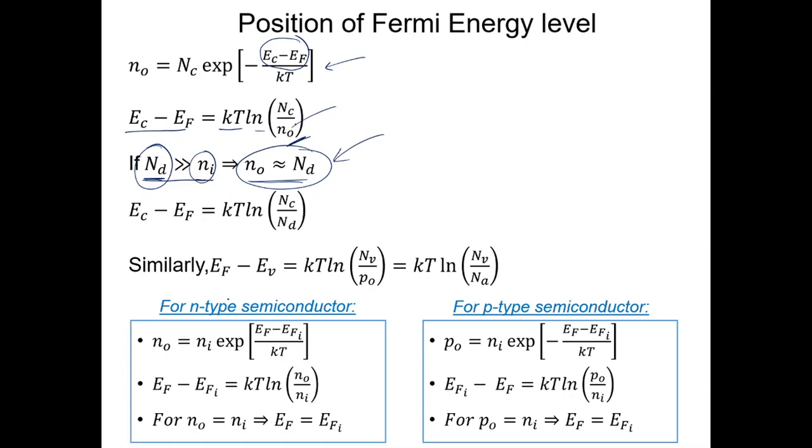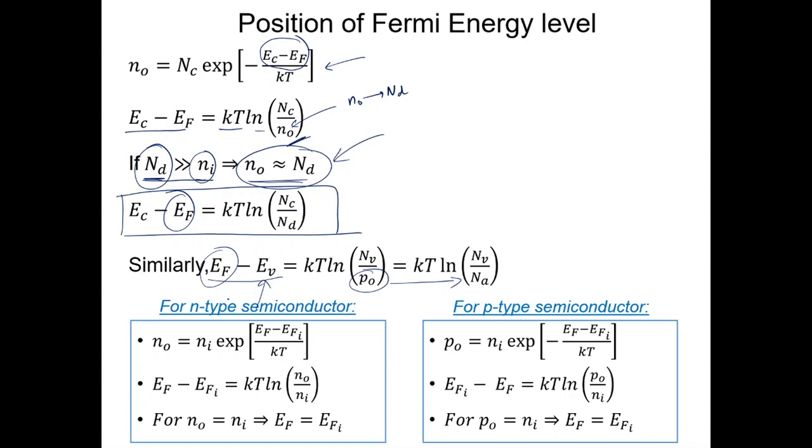So from this relation we can change n0 to ND, and therefore you can write EC minus EF equals kT ln(NC by ND). So if you know the doping, you can calculate the Fermi energy position, right? Similarly, you can write EF minus EV, which is the Fermi energy position in reference to the valence band for a p-type semiconductor, and in that case the hole concentration is going to be changed by NA, which is the acceptor concentration.